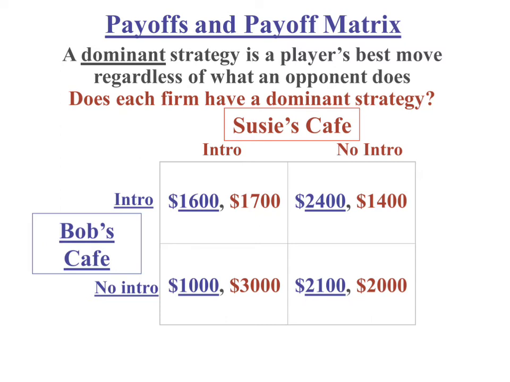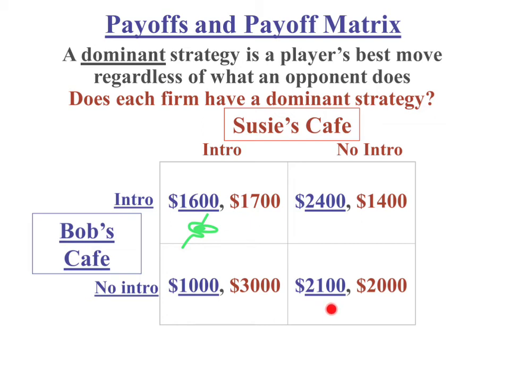So Bob has a choice. If he knows ahead of time that Susie's going to introduce that breakfast sandwich come Monday morning, he can either introduce and get $1,600 or not introduce and get $1,000. Okay, so clearly Bob is going to introduce and he is going to pick introduce. If we know that Susie is not going to introduce, and Bob has to either introduce or not introduce, so we're deciding Bob has two choices. He can either introduce for $2,400 or not introduce for $2,100.